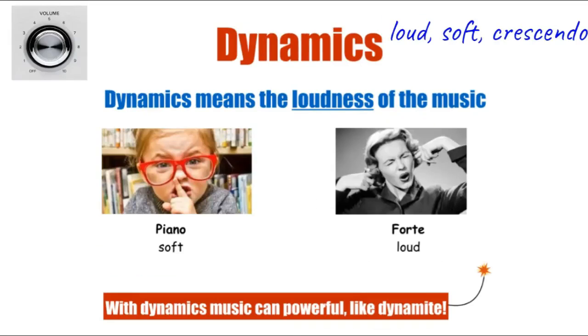The dynamics, that's your volume control, how loud the music is. Loud, soft, and crescendo are words that I'd like you to write down. Loud and soft kind of go without explaining. Crescendo is when the music gradually gets louder. So it starts at a softer volume and then gets much, much louder.